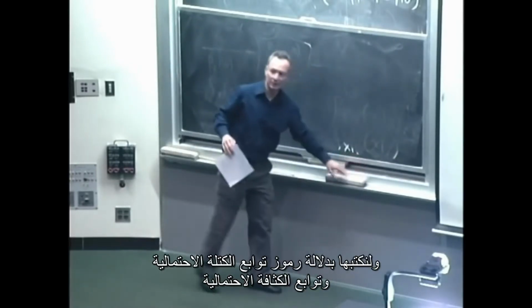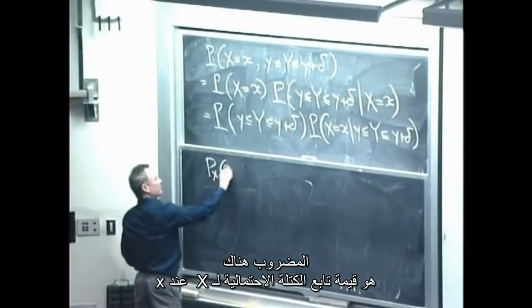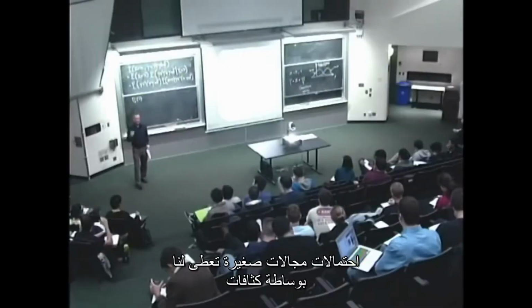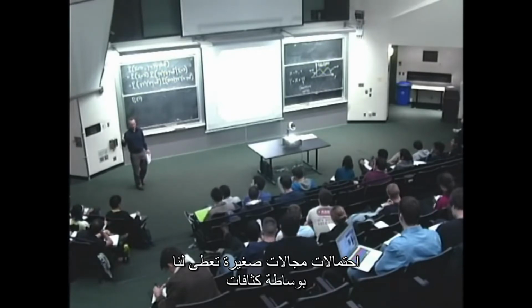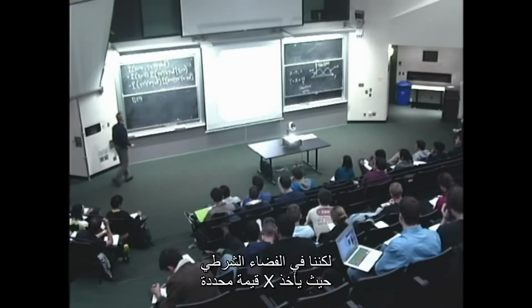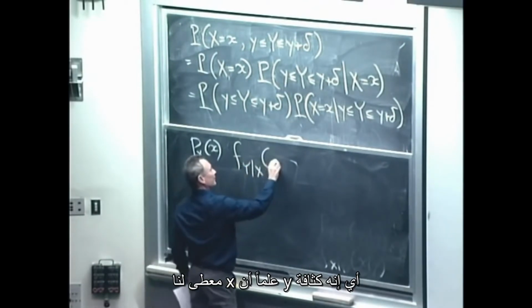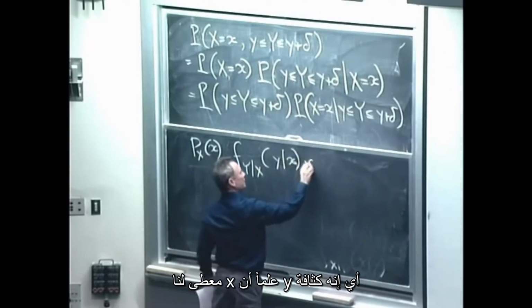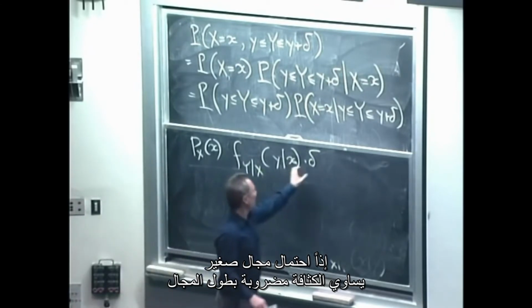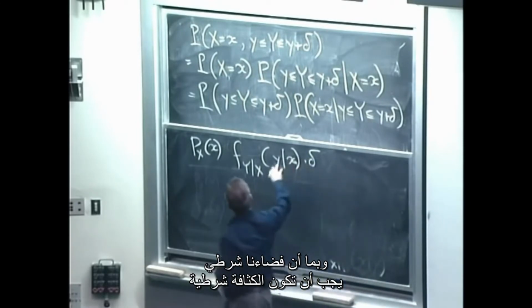And now let's translate it into PMF and PDF notation. So the entry up there is the PMF of x evaluated at x. The second entry, what is it? Well, probabilities of little intervals are given to us by densities. But we are in the conditional universe where x takes on a particular value. So it's going to be the density of y given the value of x times delta. So probabilities of little intervals are given by the density times the length of the little interval. But because we're working in the conditional universe, it has to be the conditional density.